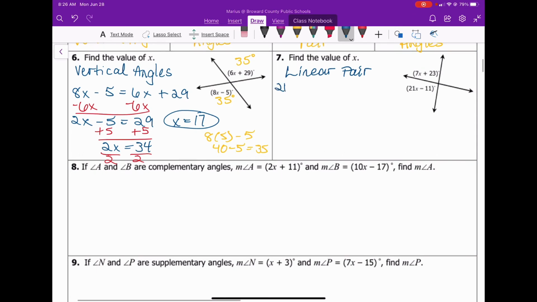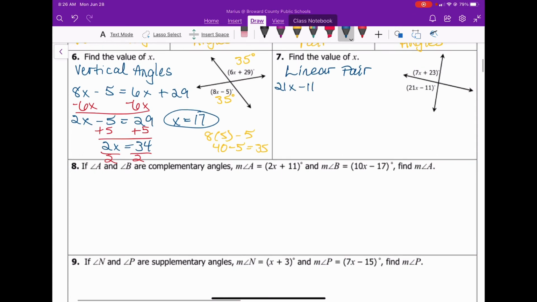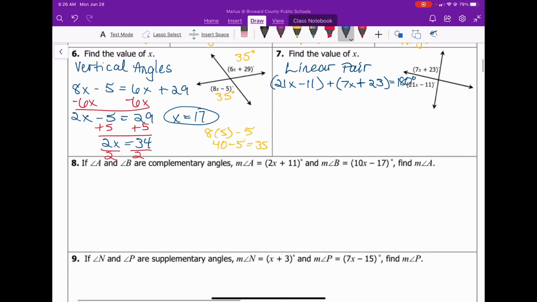It's going to be 21x minus 11 plus 7x plus 23 equals 180. All right. And now we just work going down. That's going to give us 28x plus 12 equals 180. All right. And let me move this other 180 out of the way.